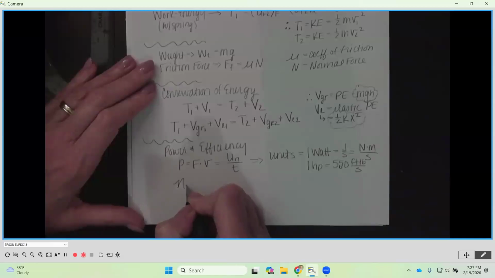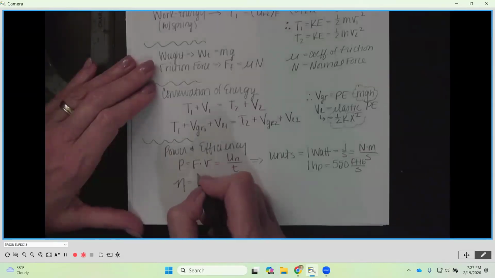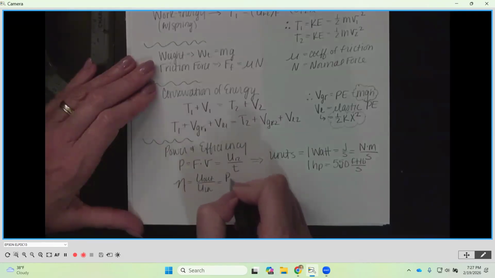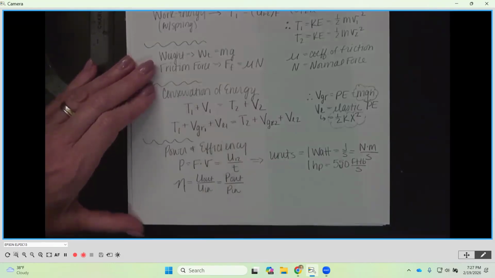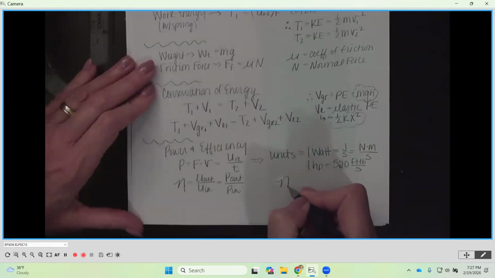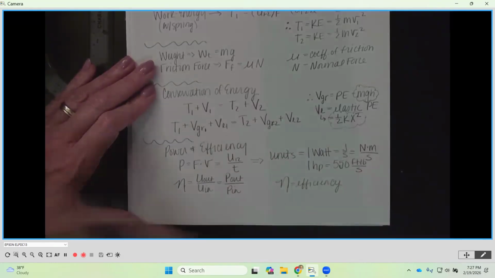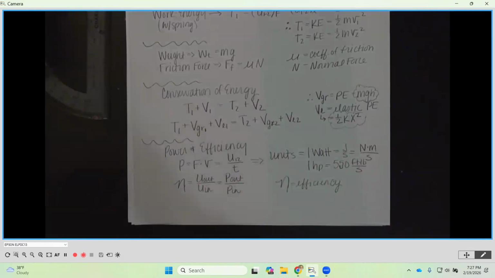Efficiency, okay, that is equal to the work out divided by work in, or power out divided by power in. Now, there are no units for efficiency because the same units would be top to bottom, which would cancel out. We get a decimal value, and you can multiply it by 100 to get a percentage of efficiency. Sometimes we say 85%. So whatever decimal we get here, we would multiply that by 100 to get the percent.